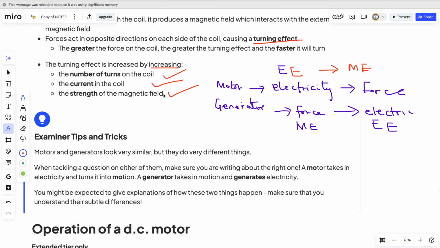In order to increase the turning effect, we have to increase the number of turns on the coil. Here we have to use a stronger battery to increase the current in the coil. And here we use a stronger magnet to increase the strength of the magnetic field.